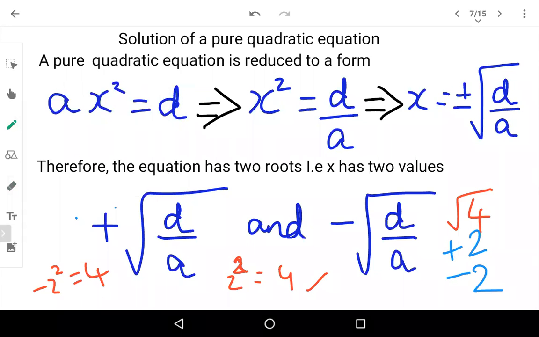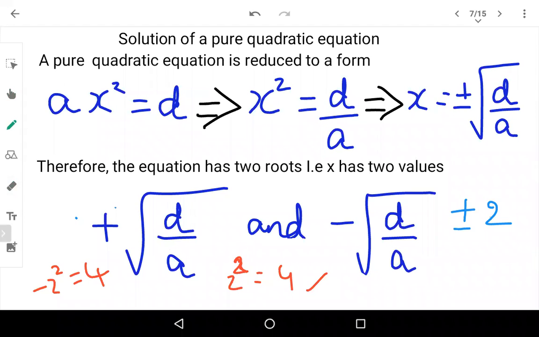Which means we are getting two answers, or two roots, or two values for the equation. Similarly, for this equation here, when you have a square root which says square root of d by a, it is nothing but two values, that is plus square root of d by a and minus square root of d by a. Yes, Lakshmi, plus or minus 2. So instead of writing plus 2 and minus 2 like this, what we usually do is write plus minus, and then write 2.